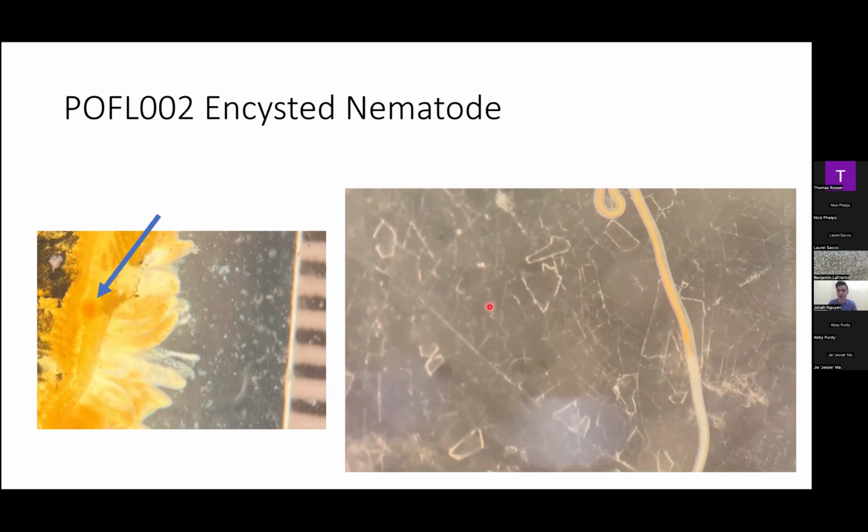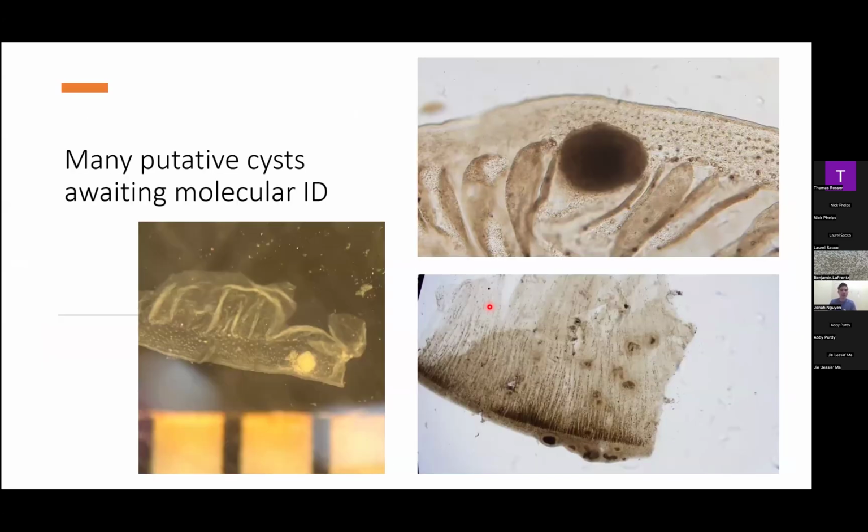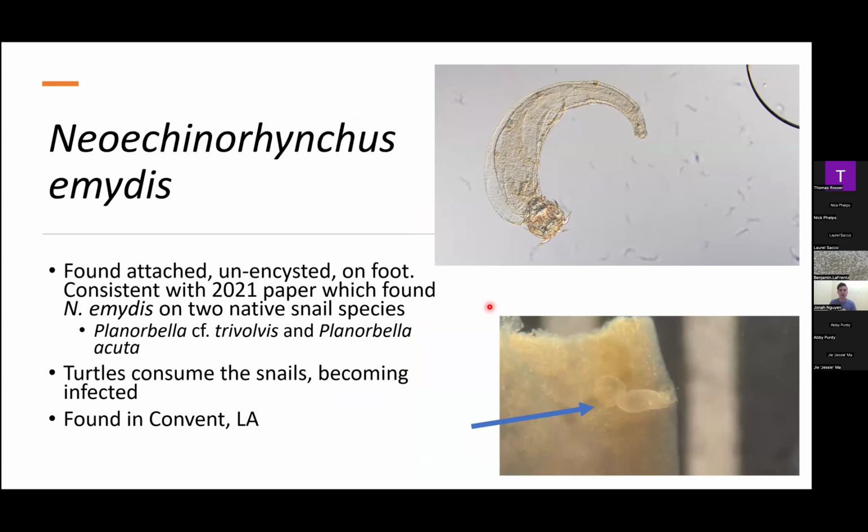So pretty cool, right? Many putative cysts that just need a molecular ID. These were frozen, so I couldn't just pop open the cyst and see what was inside of it. It's frozen tissue, so it is what it is. This is an example of another parasite I found.